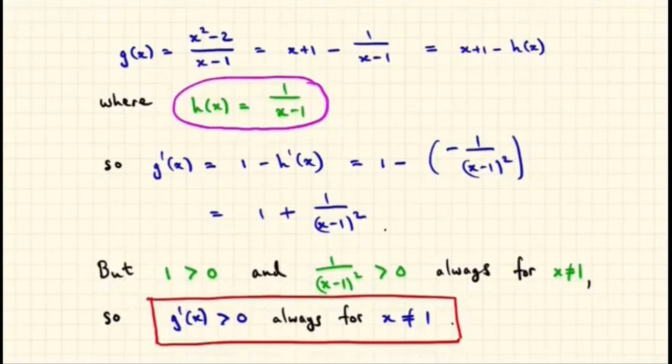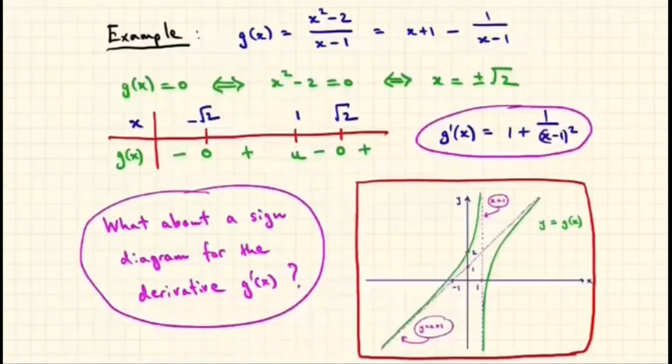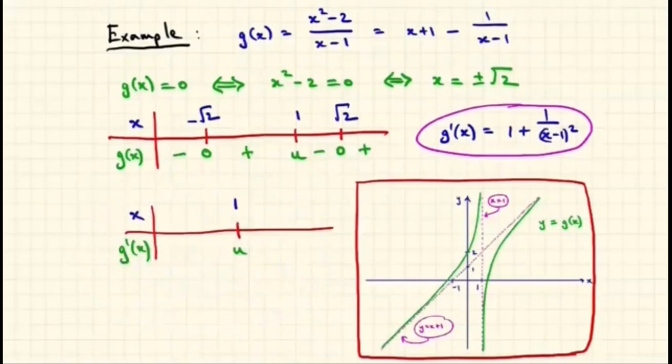Now we can provide a sign diagram for the derivative of g. We want to note that g dash of x is undefined for x equals 1 and positive everywhere to the right and to the left of 1. So we add an upward sloping symbol in each case to indicate that the function is increasing on both intervals.